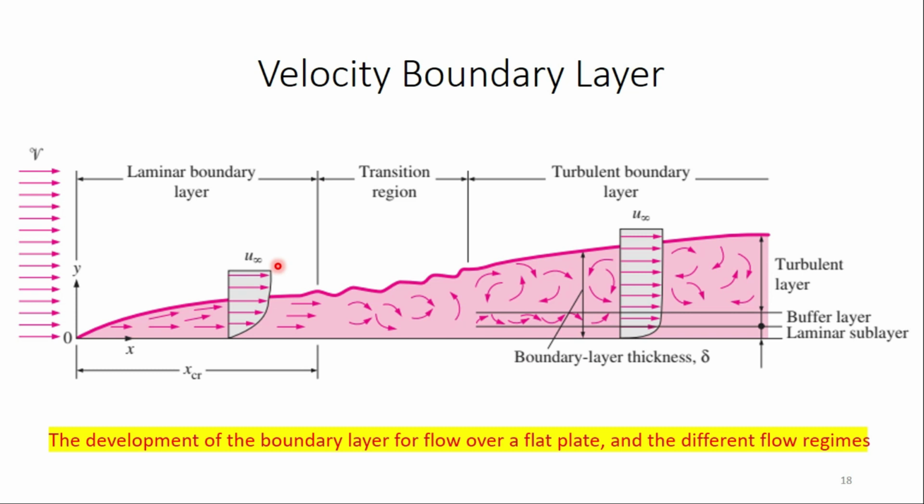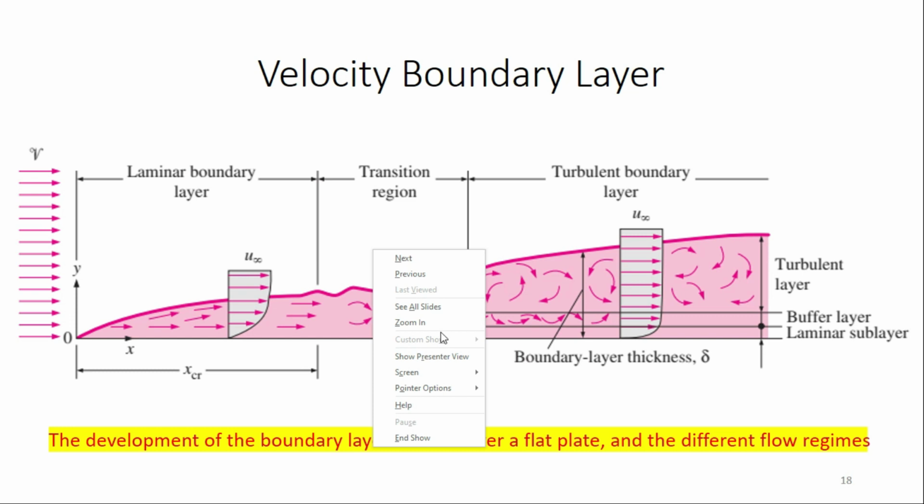At the start of the velocity boundary layer, the fluid is moving in streamlines, so this region is known as the laminar boundary layer. The thickness of the boundary layer is different in different regions.